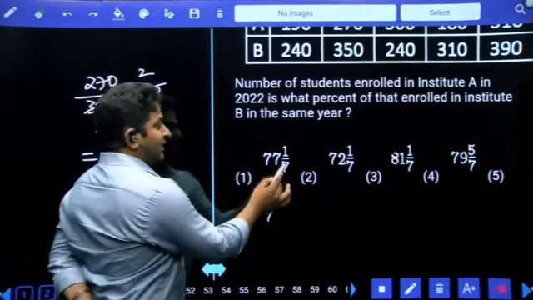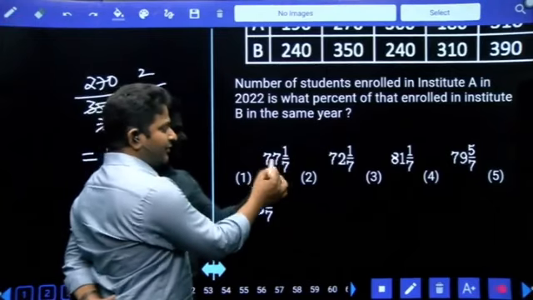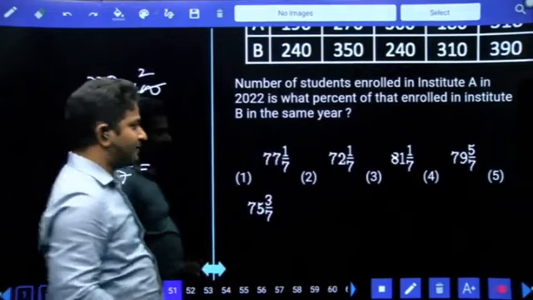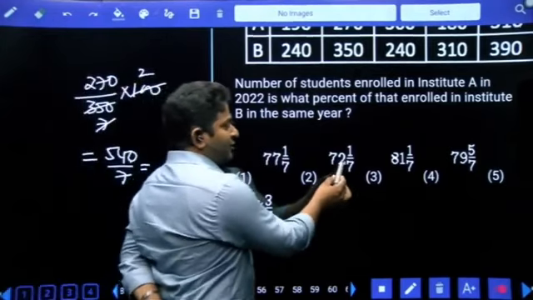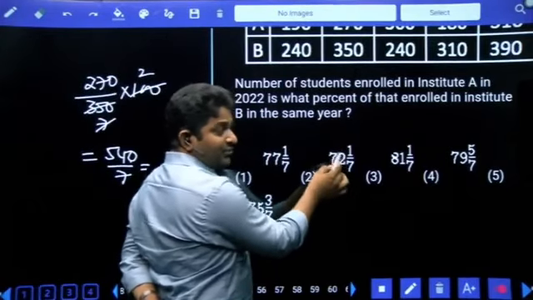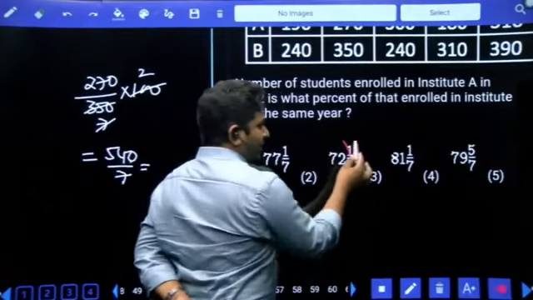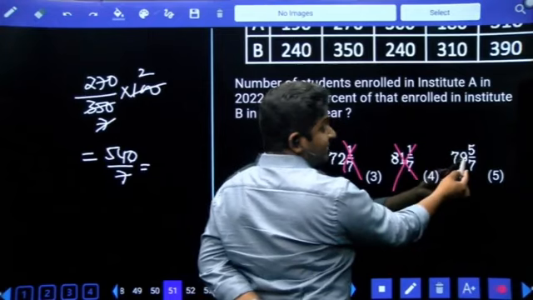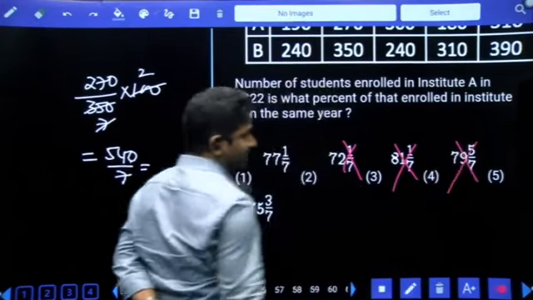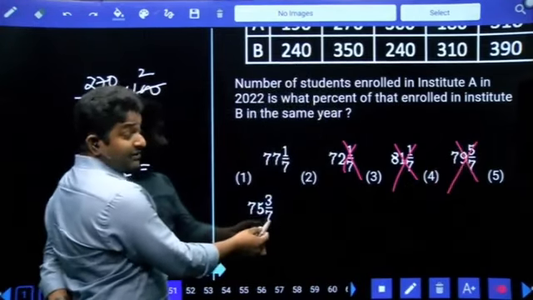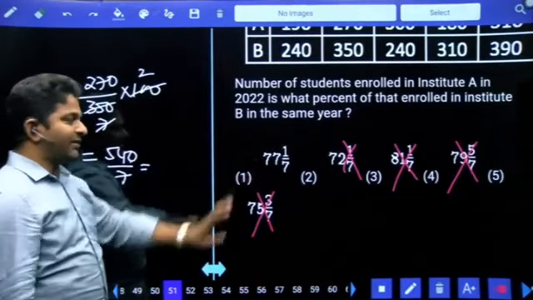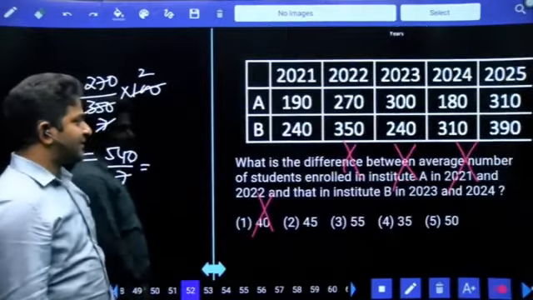Let's verify this. 7 7s 49 plus 150, this is 0. This can be your answer. Hold it. This can be your answer. Next, 7 2s 14 plus 1, 15. Ends with 5. This cannot be your answer. 1 into 7 plus 1, 8. This cannot be your answer. 7 into 9, 63 plus 5, 68. This cannot be your answer. 5 into 7, 35 plus 3, 38. Ends with 8. This cannot be your answer. There is only 177, 1 by 7. That has to be your answer.